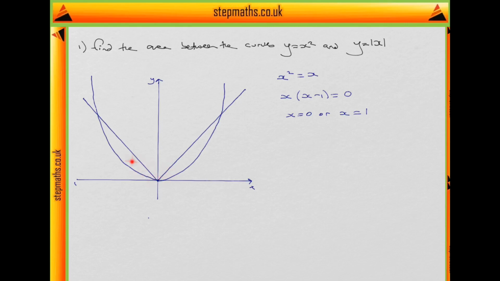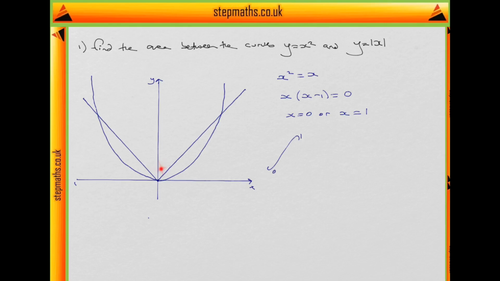And by symmetry, we know that the area between this curve here and this curve will be exactly the same as the area between here and here. So we can simply find the area between these parts and double it to get the overall area. So let's do that. Well, we're going to do an integral. So it's going to be an integral between, well, we found that our intersections are 0 and 1.